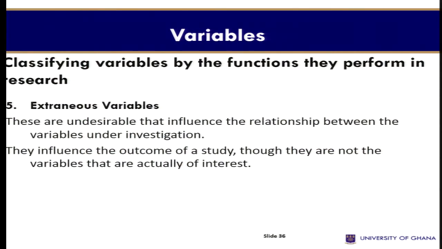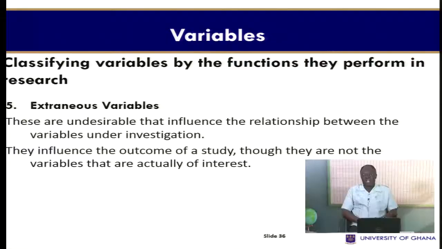Now, we are still classifying variables according to the functions they perform in research. And the next one we look at is extraneous variables. These are nuisance variables. They are not desirable because we are not interested in them. Yet, they have the tendency to affect the relationship between the dependent and the independent variable. In other words, they influence the outcome of a study, though they are not the variables of interest to the researcher. So what we need to do is to identify these variables and control them. It is only by controlling these nuisance variables that we can establish the true relationship between the dependent and the independent variables.